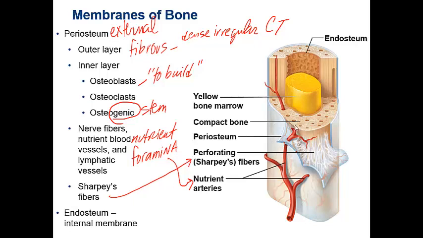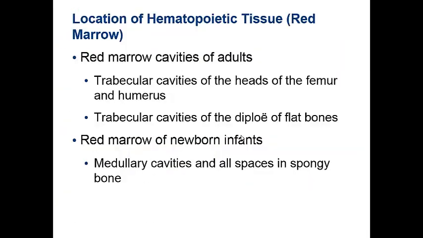And again, remember that the compact bone, one of its structural components, is going to be the osteon. Now, within the bone, remember, one of its functions is hematopoiesis. So there is a location for hematopoietic tissue, red marrow. And this red marrow is typically found within the trabecular cavities, specifically of the heads of the long bones, so the heads of the femur and the humerus. And also there are trabecular cavities found within the diploë of flat bones as well.